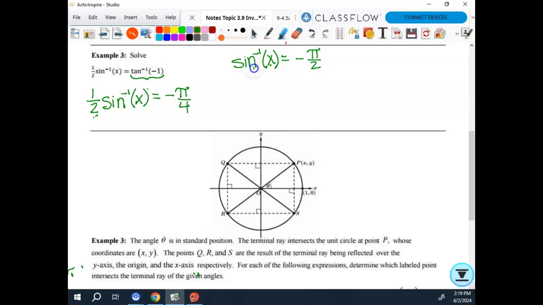The sine of the sine inverse of x is x, equals sine of negative pi halves. So negative pi halves is right here. What is the sine of negative pi halves? Negative 1. Okay. And the fact that that's negative 1 and this is negative 1 is a coincidence. Don't think you can just take the number out of this and be done. Okay, that is definitely not going to happen every time.